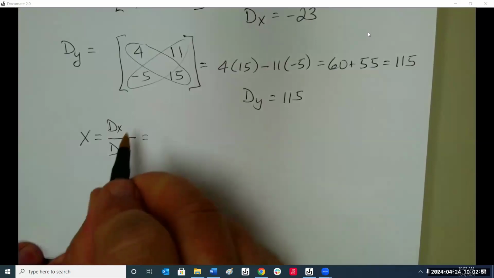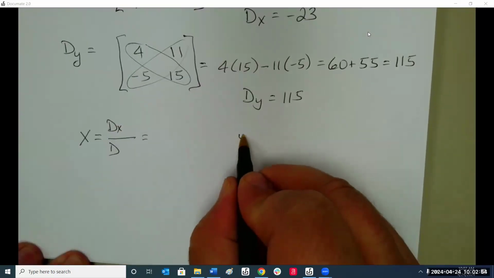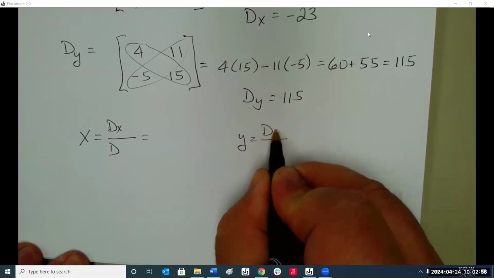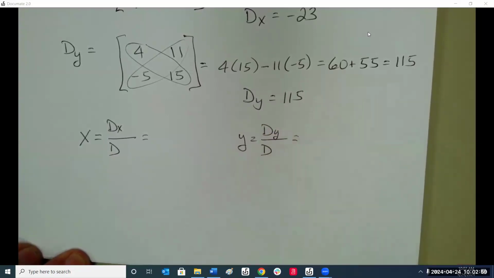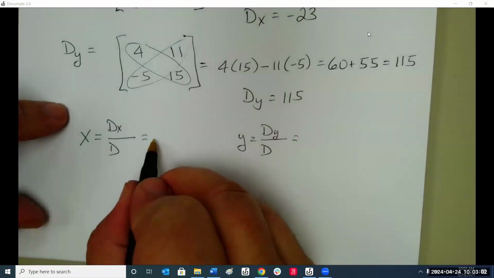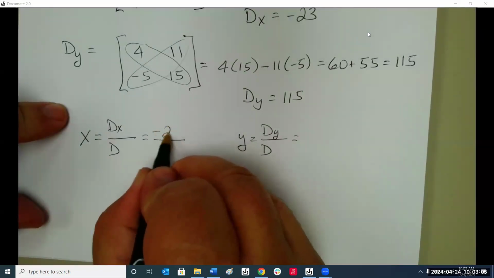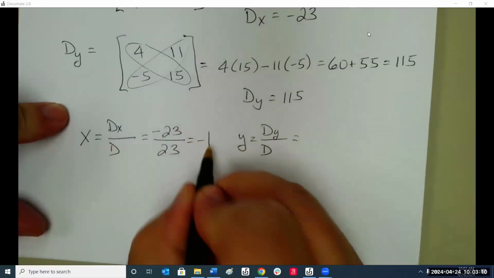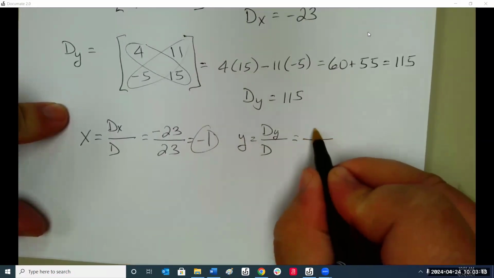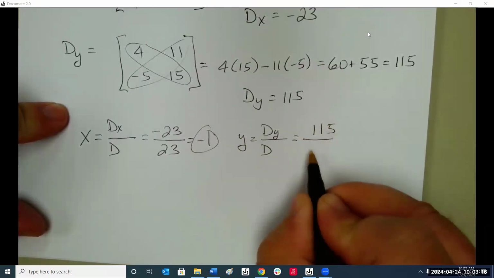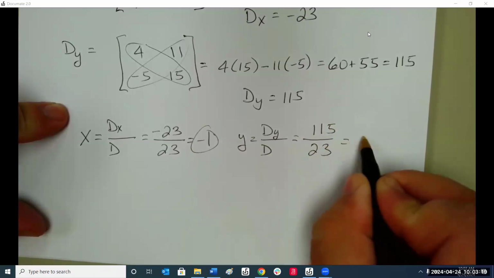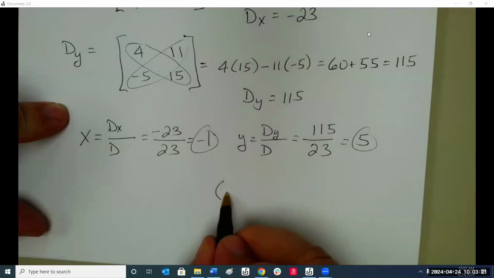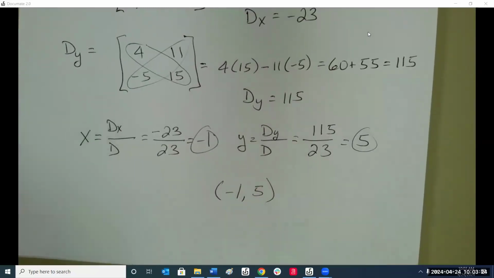Find x. X is dx over d. Y is dy over d. -23 over 23, which is -1. 115 over 23 is 5. So my point of intersection is there. Much easier, I think. Especially when we have bigger matrices.